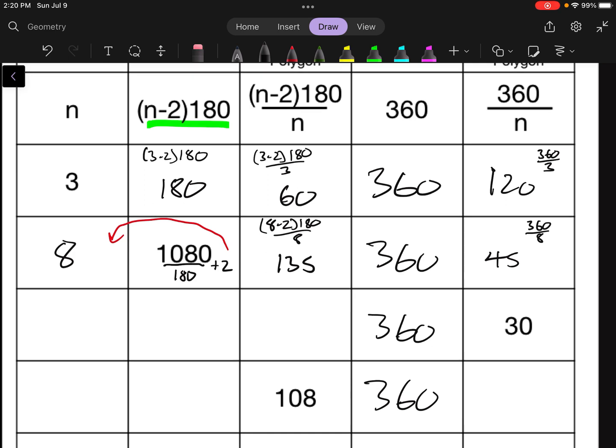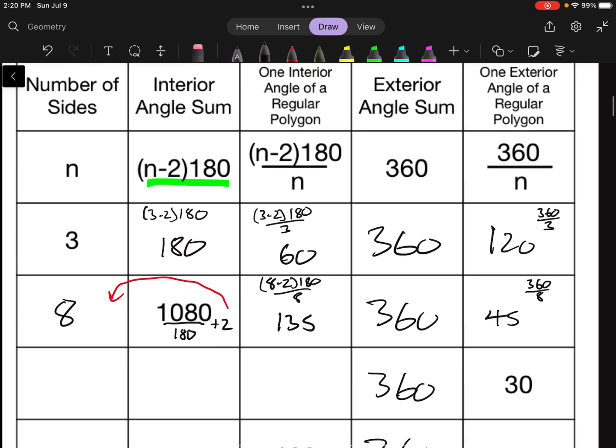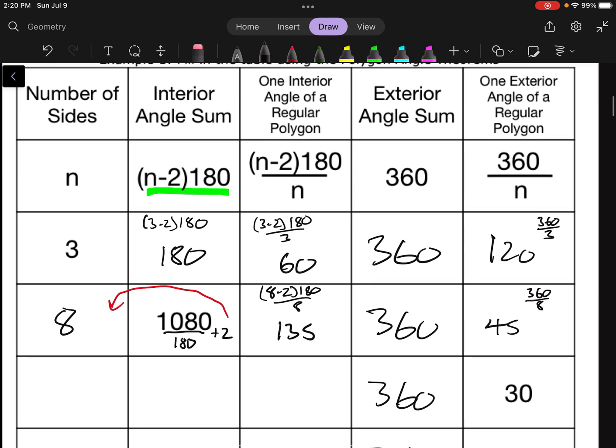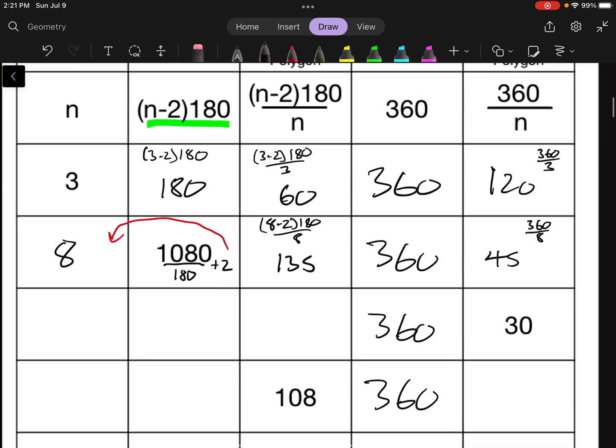All right. So now for the next one, I gave you one exterior angle of a regular polygon. Now, if we think about going backwards on this one as well, if we know that one single exterior angle is 30, and we know that the sum of them has to be 360, then we could do 360 divided by 30, and we would figure out that that is 12. So that tells me there's 12 exterior angles, which means that my n is 12.